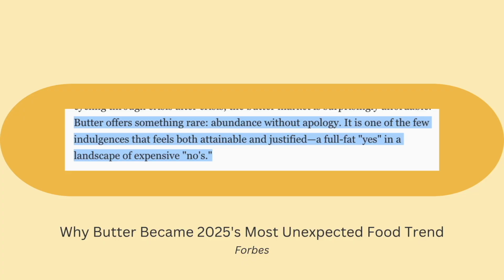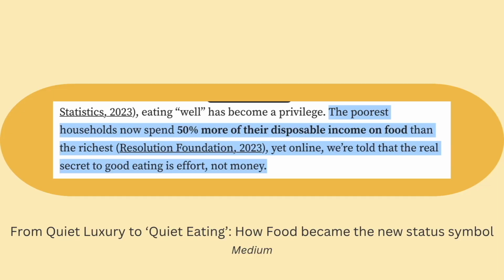of expensive no's. I've already mentioned in my bakery video that with the cost of living being what it is, we're more likely to spend the minimal money we have for joy on smaller purchases like goods from independent bakeries or even ingredients such as butter. A Medium article, From Quiet Luxury to Quiet Eating, How Food Became the New Status Symbol, says the poorest households now spend 50% more of their disposable income on food than the richest, from a Resolution Foundation article in 2023.